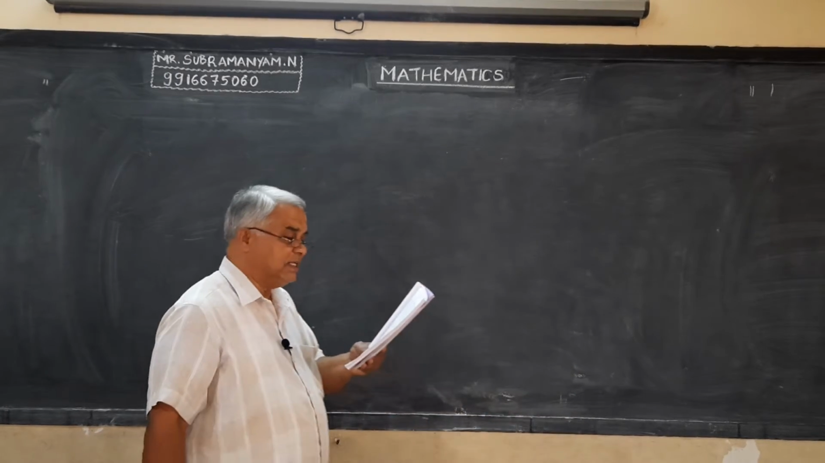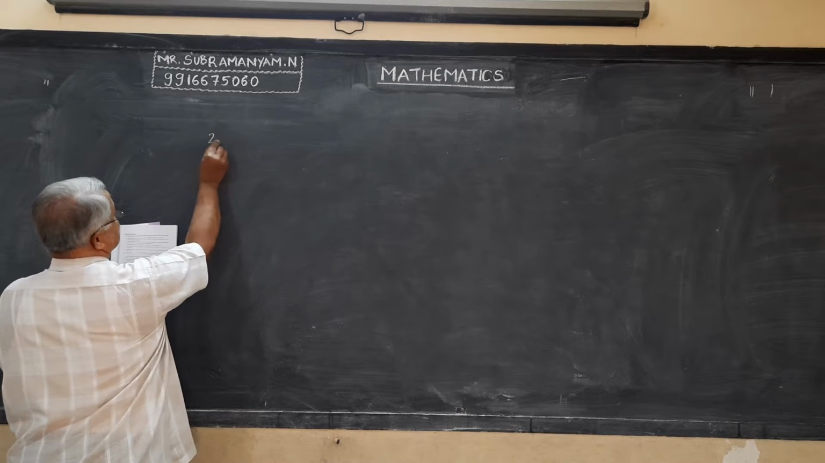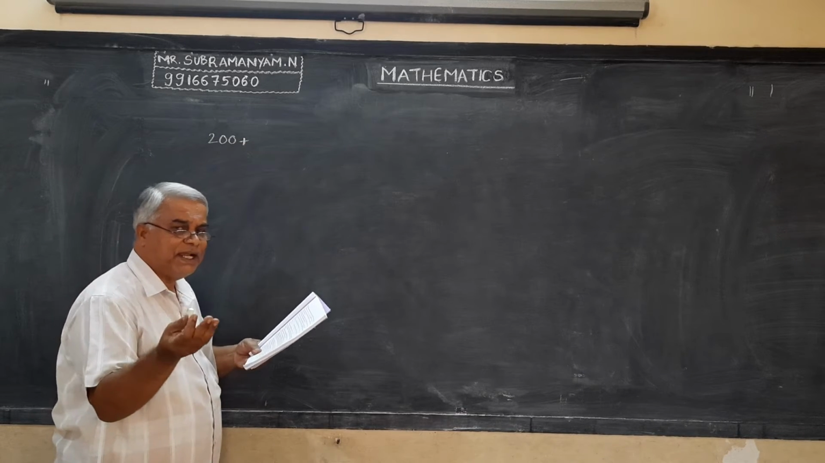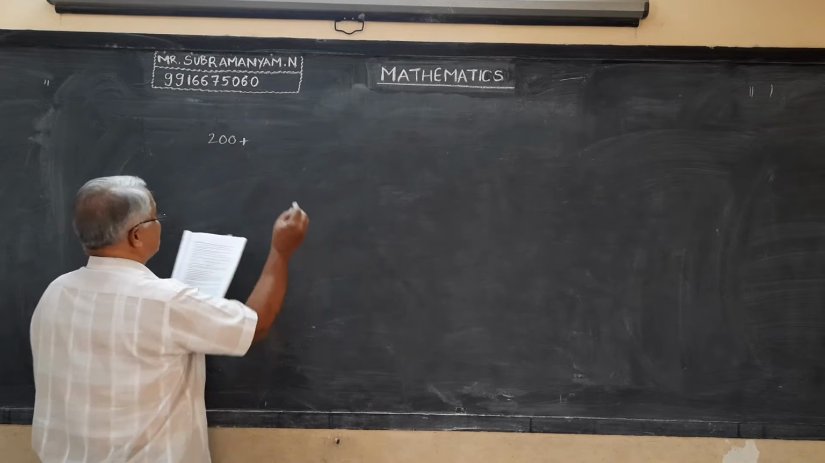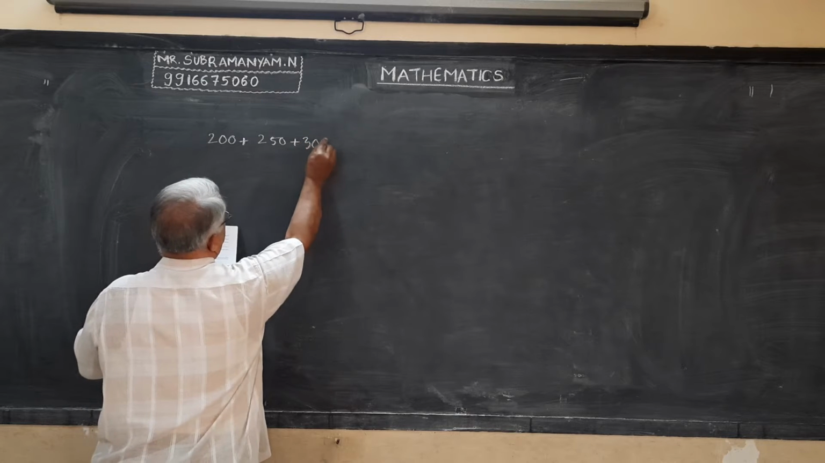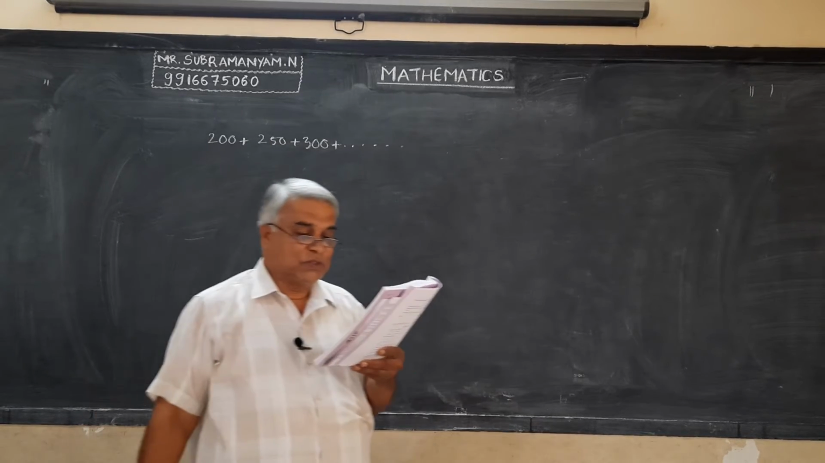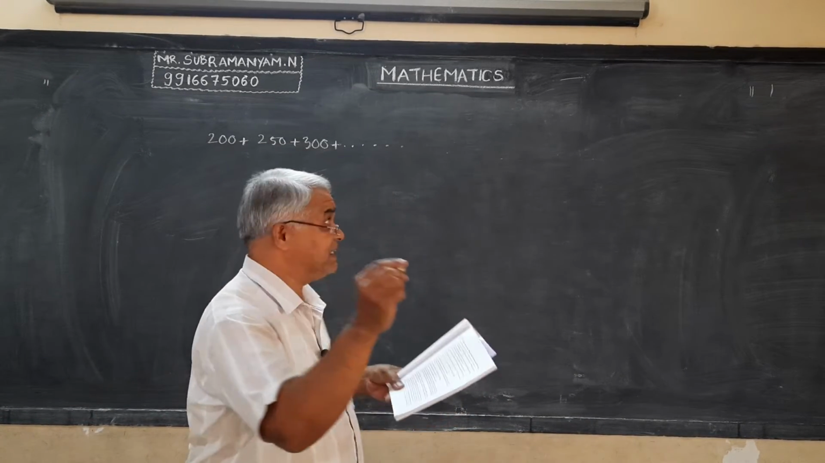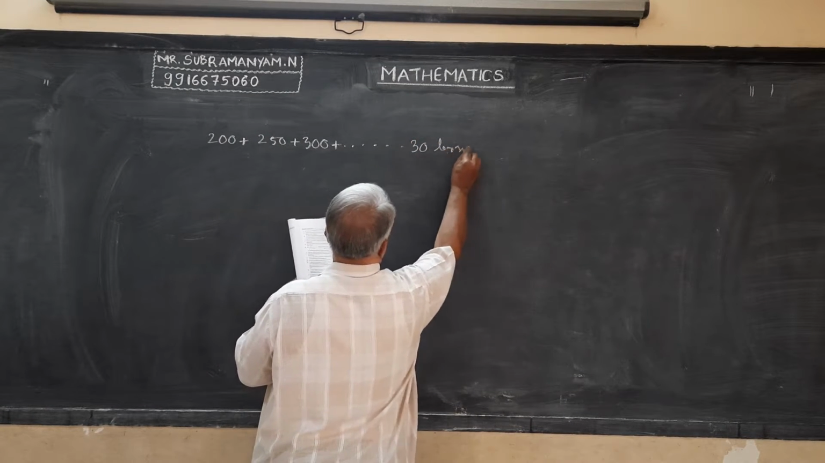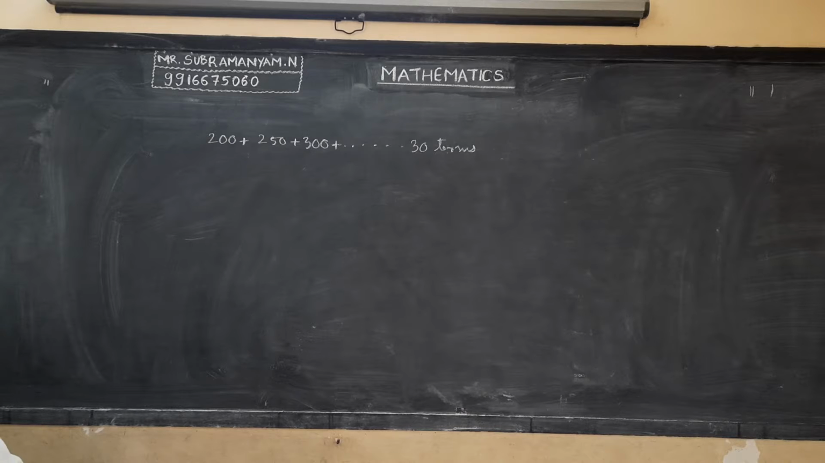Now, first day he has to pay 200 rupees. If he doesn't complete on the second day, he has to pay another 50 rupees extra. Therefore, 250 rupees. Next day, 300 rupees. Like this he has to pay. So, if he delayed the work by 30 days, that means it is 30 terms. So, I think now you have got the idea of the question.